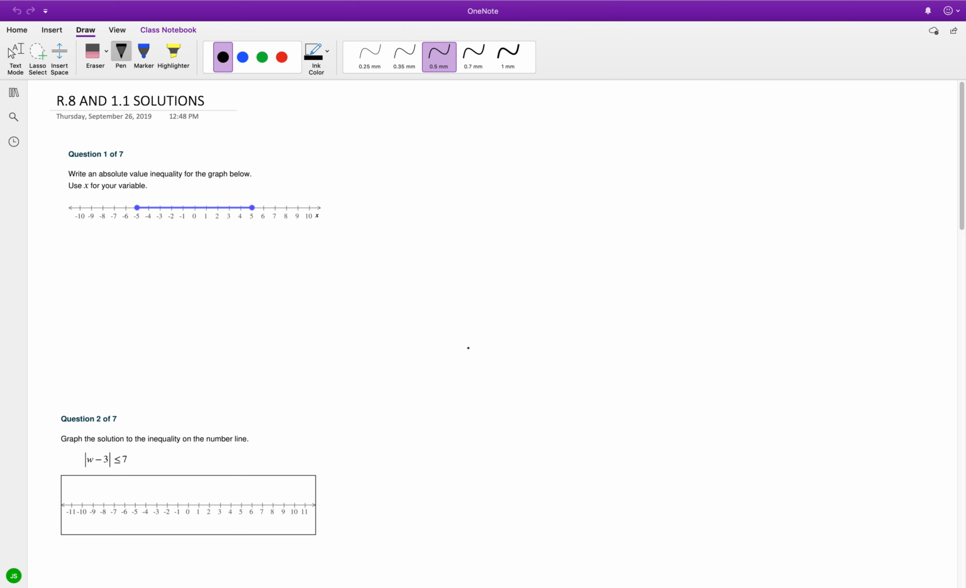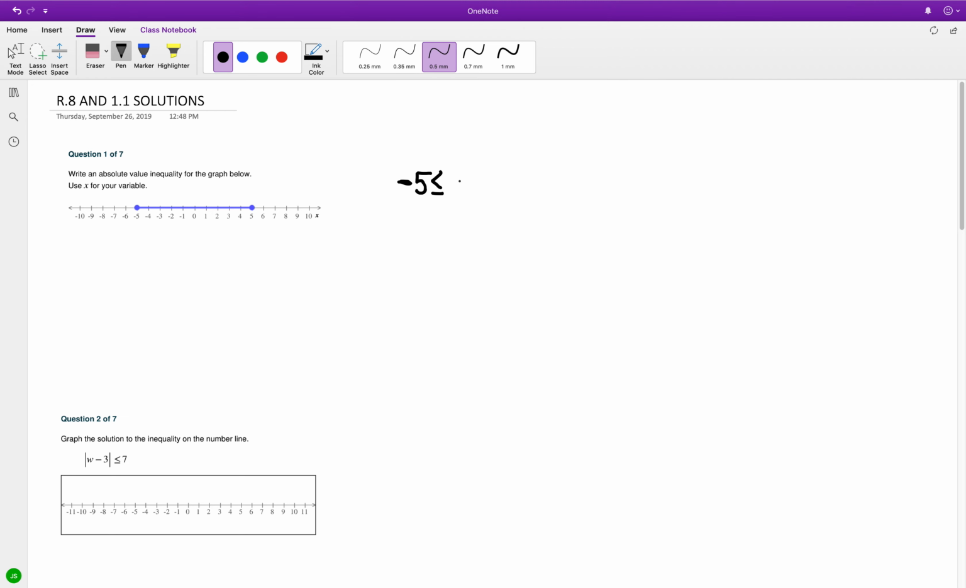Okay, for what we have for sections R.8 and 1.1, in terms of getting to the solutions, now we have for question number 1. It says here to write an absolute value inequality for the graph below and to use x for your variable. And if you notice, we have the lower and the upper limits are -5 and 5, and we have solid points located.